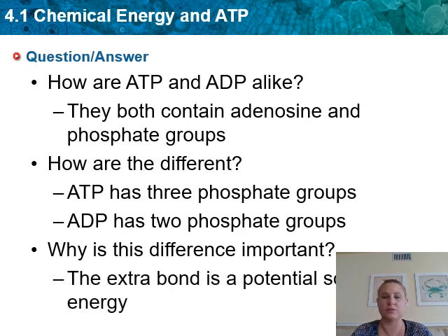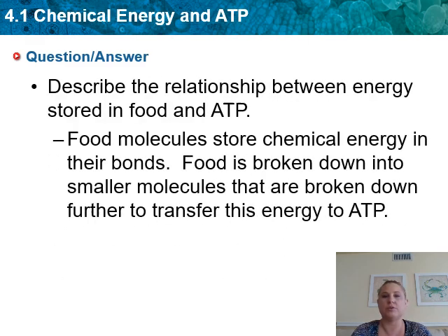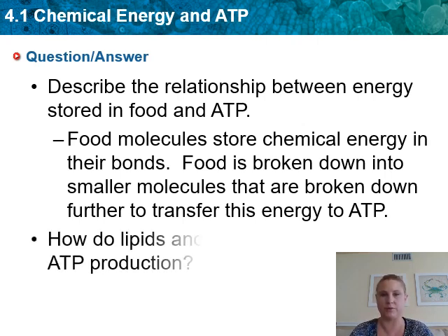And why is the difference important? Well, the energy stored in those bonds is a potential source of energy. So ATP has 3 bonds holding the phosphate groups together. When those bonds get broken, it releases energy. And then when the bonds form, they store energy. And if we describe the relationship between energy stored in food and ATP, well, the food molecules store chemical energy in their bonds, and food is broken down into smaller molecules that are then broken down further to transfer this energy to ATP, which is the chemical form of energy.